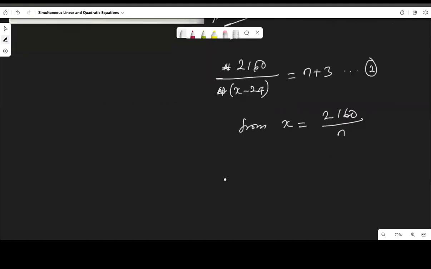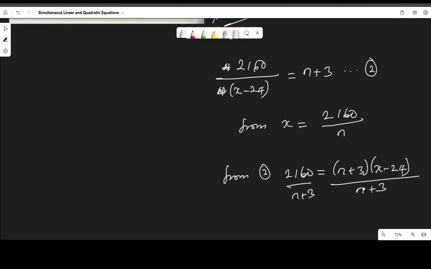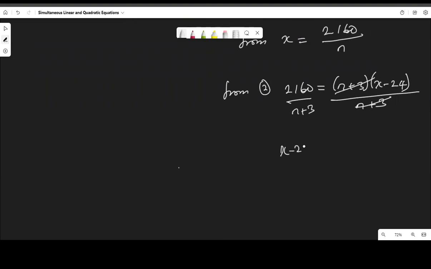And from equation 2, let's make x minus 24 the subject first. By doing that, that will be 2160 equal to n plus 3 times x minus 24. So that when I divide both sides, I want to make this the subject, so I'll divide both sides by n plus 3. So this can go. That means I'm going to have x minus 24 equal to 2160 over n plus 3.